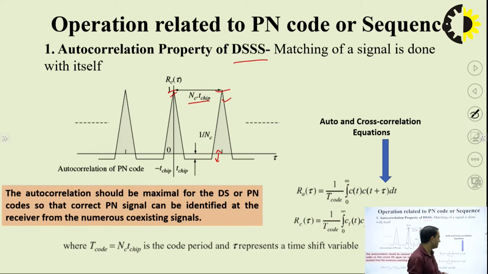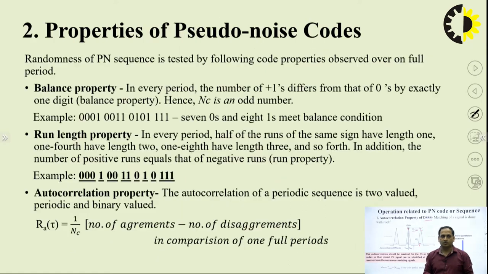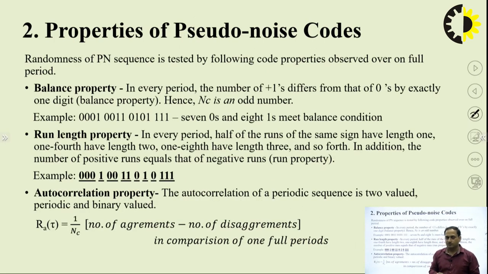Okay, so the formula for the autocorrelation is R_A(tau) equals 1 upon T_code, where T_code is nothing but N_C into T_chip, integral limits 0 to infinity, C(t) C(t plus tau) dt, right? Tau is nothing but the delay of the code, and this is the autocorrelation when C_i and C_j are not the same. Based on time shifting, we can talk about the autocorrelation functions. Another very important topic in PN codes is the PN code property.